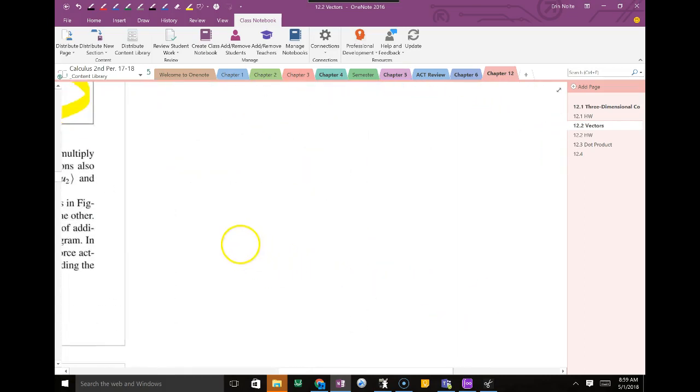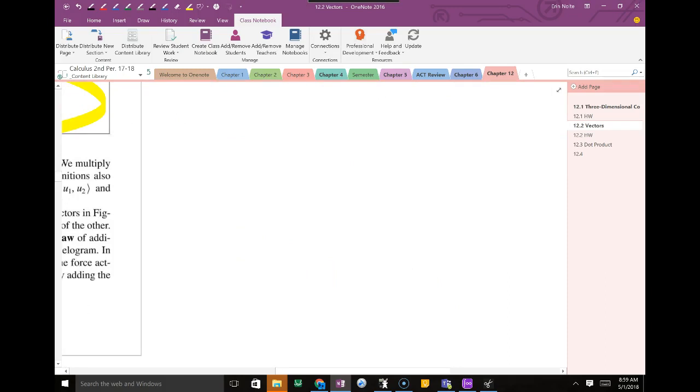I want to show you an example of adding vectors, and then I want to show you what it looks like graphically. Just so you can see, this is actually kind of cool.